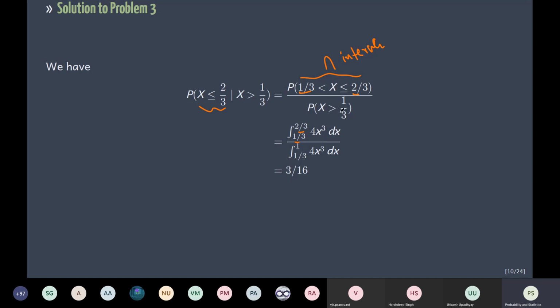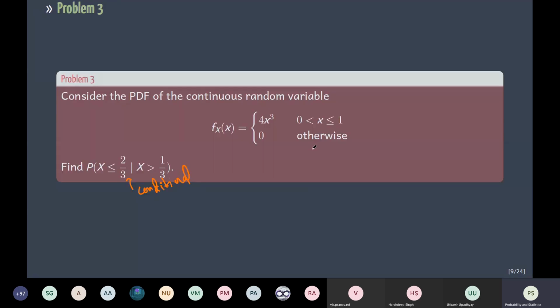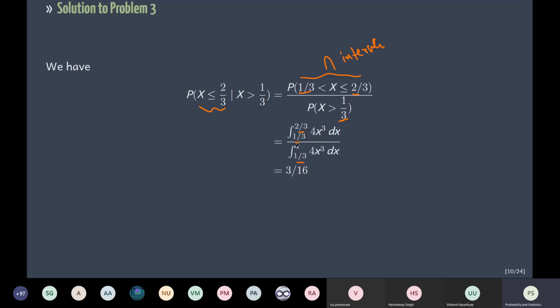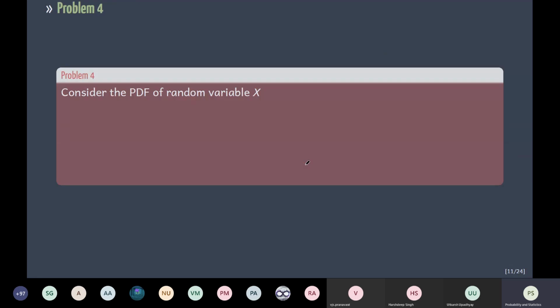And then we divide by the integral whose limits will now start from 1 over 3, and it stops at 1 because the upper limit of the range of x is 1. So there is no point in integrating beyond that because that will be 0 anyway. So you stop at 1 here. Then you integrate this, and if you do these calculations, you will get this answer. Okay, so this is just practice.